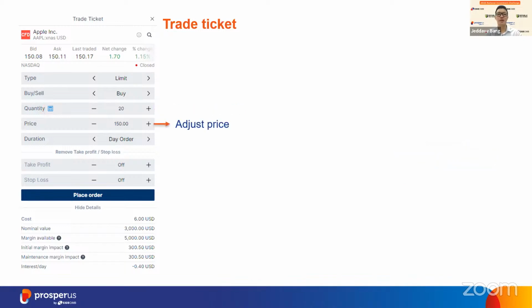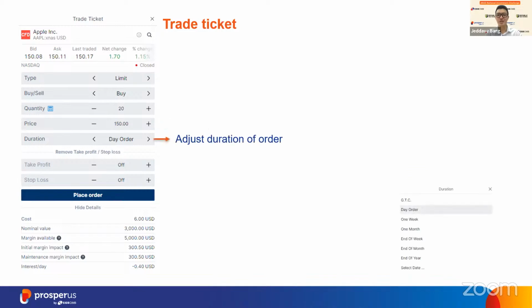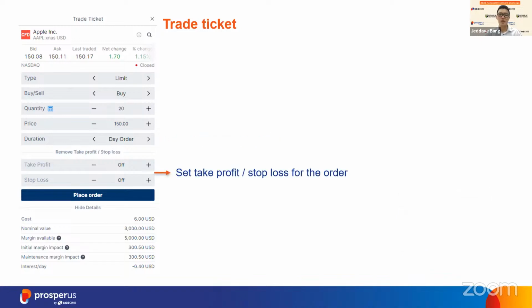Next, of course, you adjust the price of the order, or whatever price you want to order. And lastly is the duration, right? Where you set, let's say you want to do a day order, a week order, good till cancel, that will last however long you want it to. Yeah, so on and so forth. You can also set your take profit and stop loss orders here. Let's say once the order enters, you can have a take profit point and a stop loss point, right?